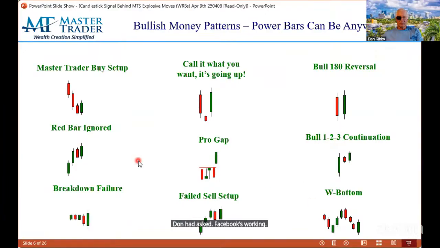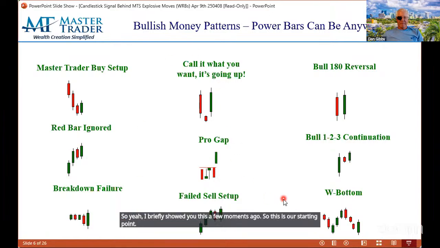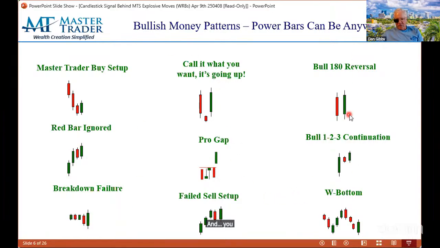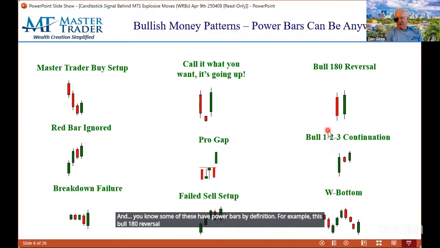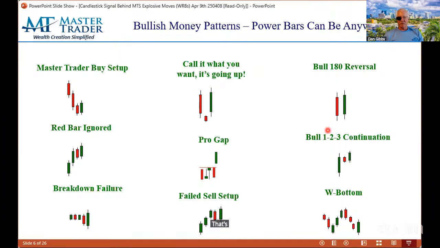Okay. So I briefly showed you this a few moments ago. This is our starting point. And some of these have power bars by definition. For example, this bull 180 reversal. It's a 2-bar setup. It's a wide range red bar followed immediately by a wide range green bar. That's a bullish 180 reversal.